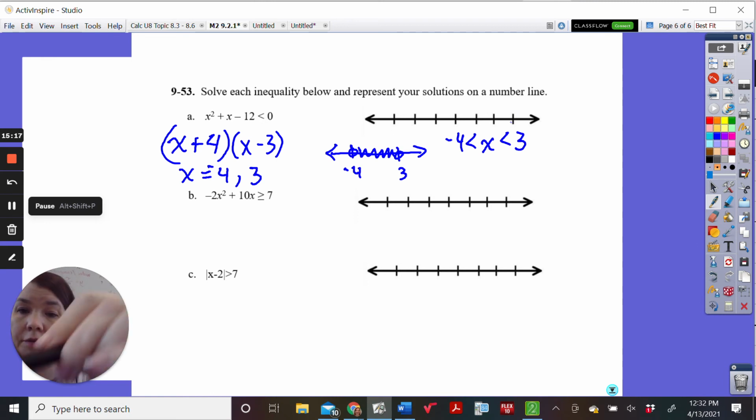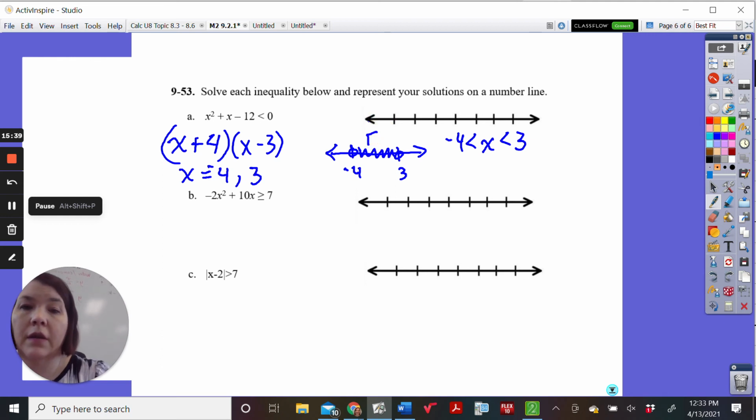Okay, so I factored. I got x plus 4 and x minus 3, so my boundary points are -4 and +3. I tested points, which I didn't write down. I did that mentally. I plugged in 0. I got 0 plus 0 minus 12, which is -12, which is less than 0. That's true. So it's true here.